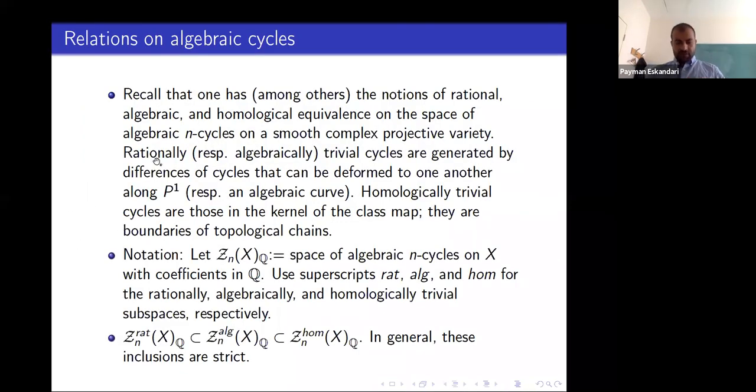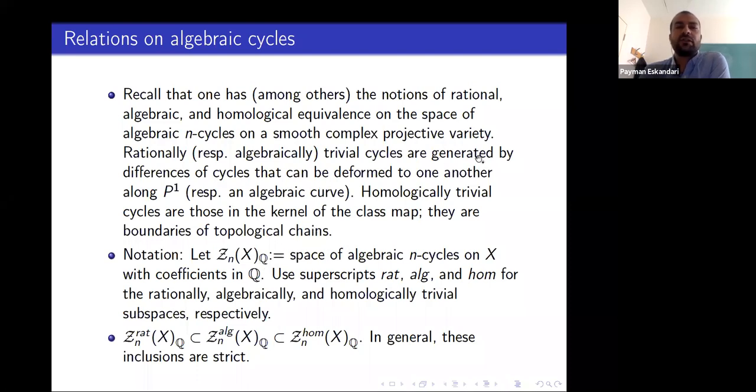So recall that on a smooth projective variety, there are different notions of equivalence on algebraic cycles. Remember, an algebraic cycle is a formal Z linear combination of the closed irreducible subschemes of the variety. And for most of this talk, we're going to look at algebraic cycles with coefficients in Q, so Q linear combinations of these.